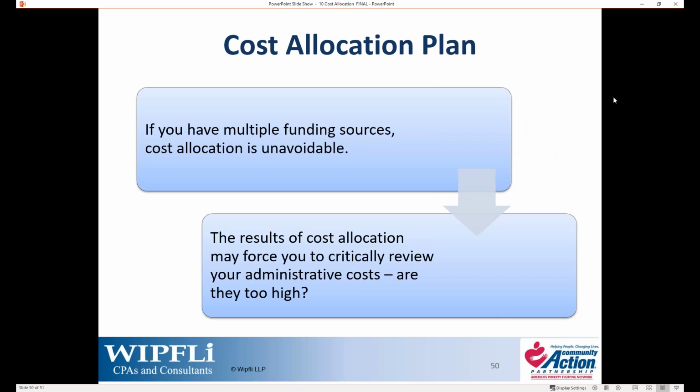If you have multiple funding sources, cost allocation is unavoidable. So make sure that you understand that. You deal with it on a daily basis, but don't make it consume all of your time. The results of cost allocation may force you to critically review your administrative costs. Are they too high? When you really look at the costs that you're charging, if you have grants that really cannot recoup that, is there some way that you could reduce some of those costs?